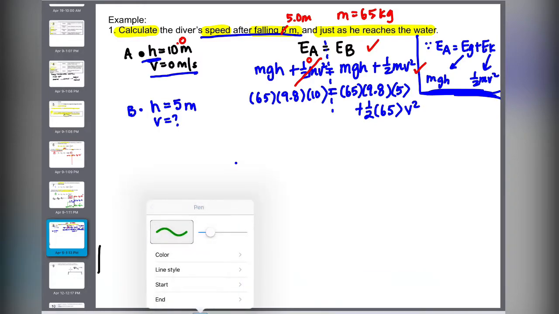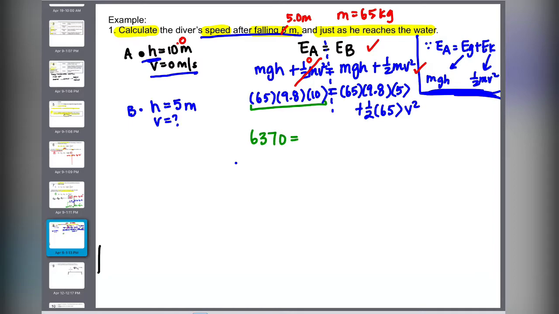I'm just going to show the lengthy method of doing it. Anything in green right now, if you can do it all in your calculator, you don't have to show it out. But I'm just going to write it out to make sure everybody's on board. So I'm going to multiply this out and work out what the total is. 65 times 9.8 times 10 equals 6370. Then the next part, I'm going to multiply this one out: 65 times 9.8 times 5.